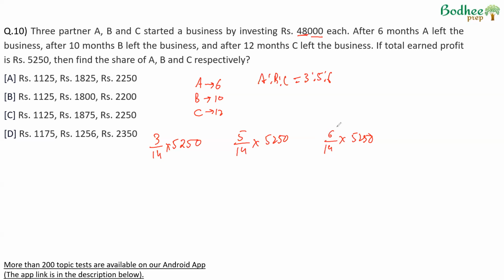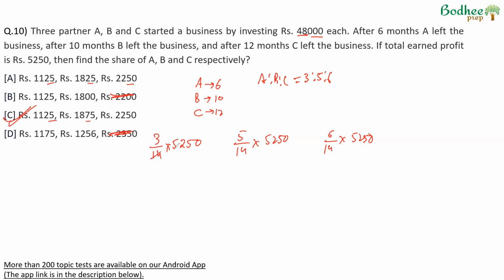Whatever C gets has to be a multiple of 3 because 6 and 14, so 3 will be here. 6 is a multiple of 3. This is not a multiple of 3. This is not a multiple of 3. We have these two options. If we add them, we should get 5250. 25 plus 25 plus 50 is 100. This ideally should be the answer because the sum of these three numbers is 5250. And A and C are getting numbers which are multiples of 3.